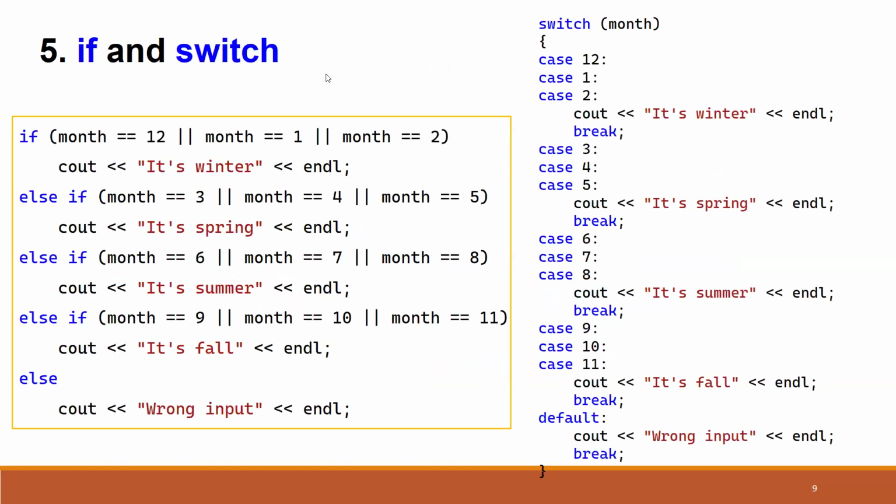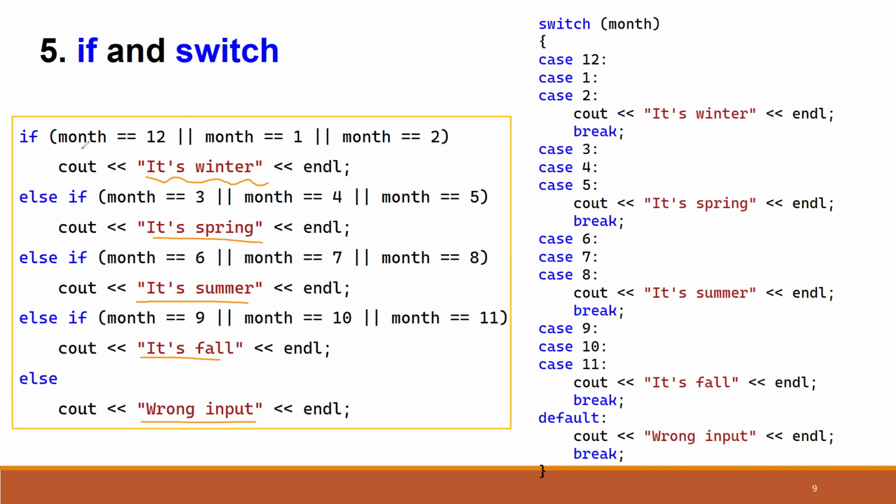Guys, I will ask you to convert if to switch or switch to if statement. Look at this one. This is a lab assignment we had before. Here I have months 12, 1, 2. If the month is 12 or 1 or 2, then print out winter. If 3, 4, 5 it is spring, 6, 7, 8 summer, and so on. Else, wrong input. And this is the same switch statement.